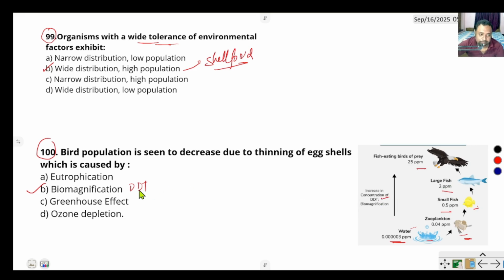It's called biomagnification. Eutrophication means accumulation of pollutants like sulfur and phosphorus in the ecosystem or in water. Greenhouse effect is caused by carbon dioxide, CFC, and methane. Ozone depletion is caused by different types of pollution. Correct option is biomagnification.